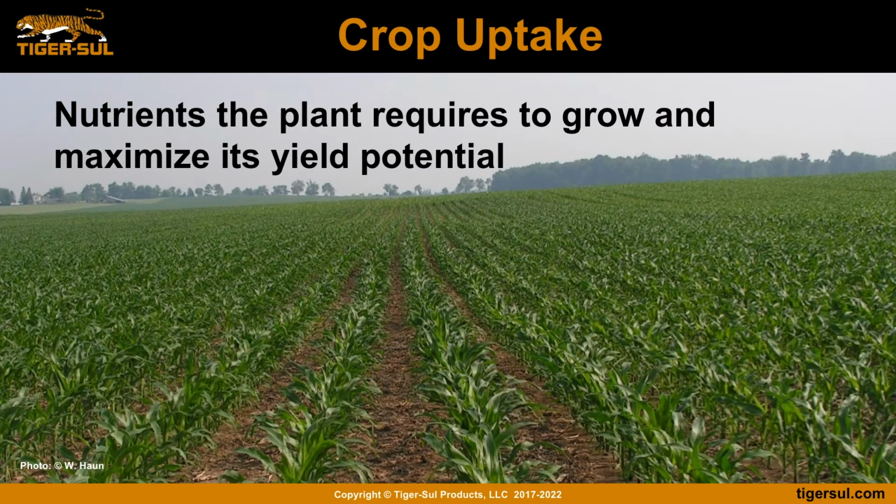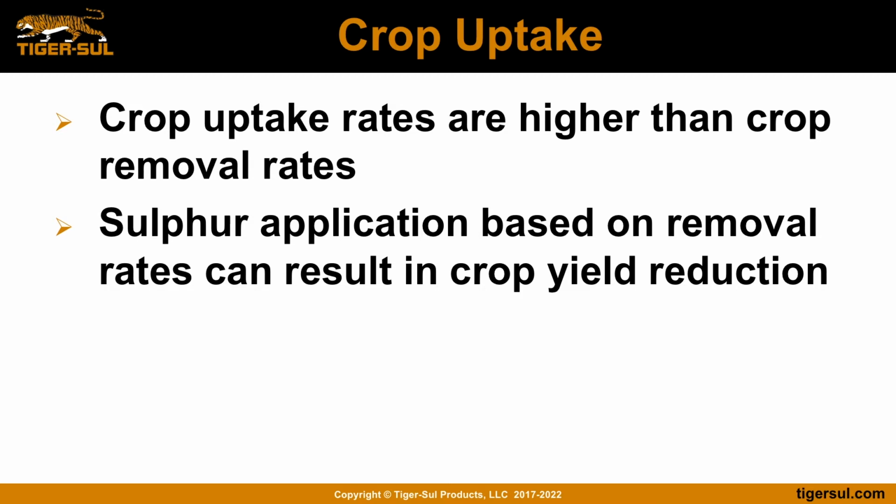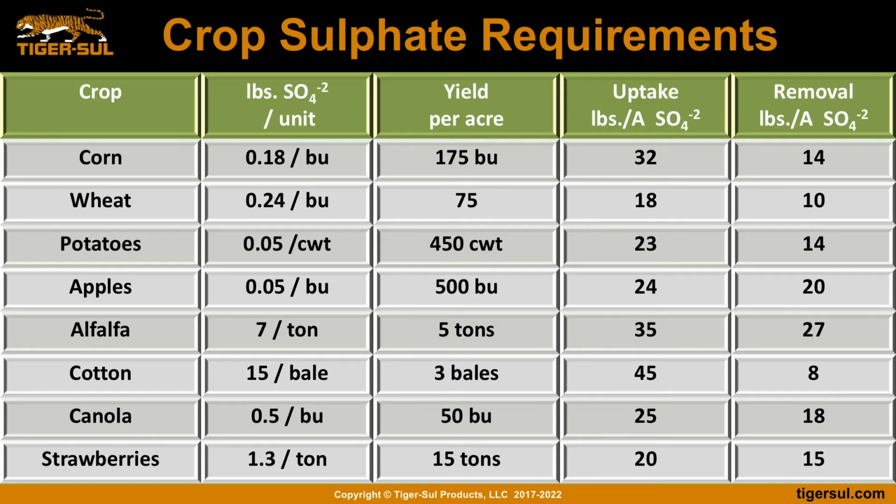So crop uptake. These are the nutrients that crops and plants require to grow and to maximize its yield potential. Whereas the term crop removal refers to those nutrients that leave the field at harvest time. Crop uptake rates are somewhat higher than crop removal rates, and sulfur application based on removal rates can result in a potential yield reduction. In this table, we see some selected crops and the crop sulfate requirements for each.